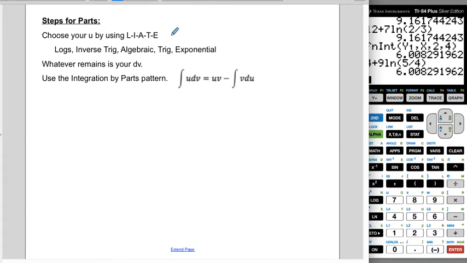So steps for parts, right? First thing you're going to do is choose your u by using LIAT. LIAT stands for logs, inverse trig, algebraic, trig, and exponential. You choose u in that order. So if there's a log, you choose the log as u. If there's an inverse trig, you go in that order. Whatever you didn't choose as u is your dv, and then you follow the parts pattern that the integral of u dv equals uv minus the integral of v du. So we're going to walk through some examples of parts.